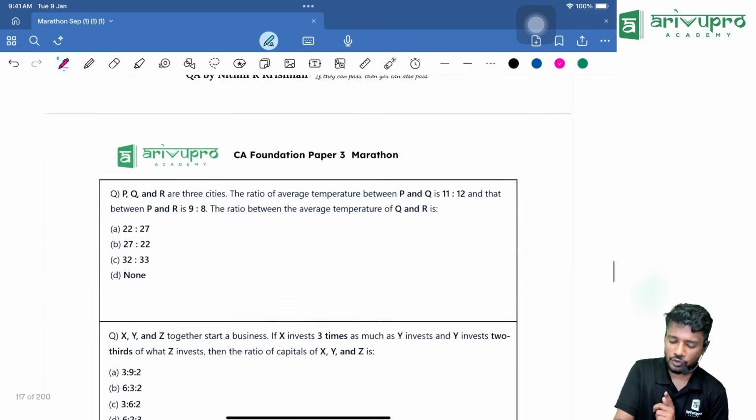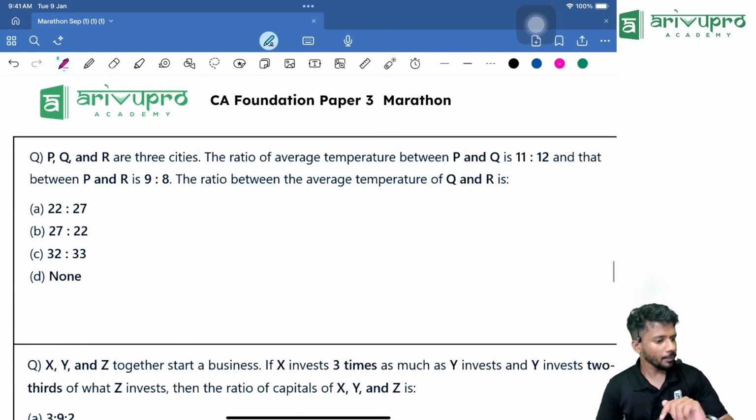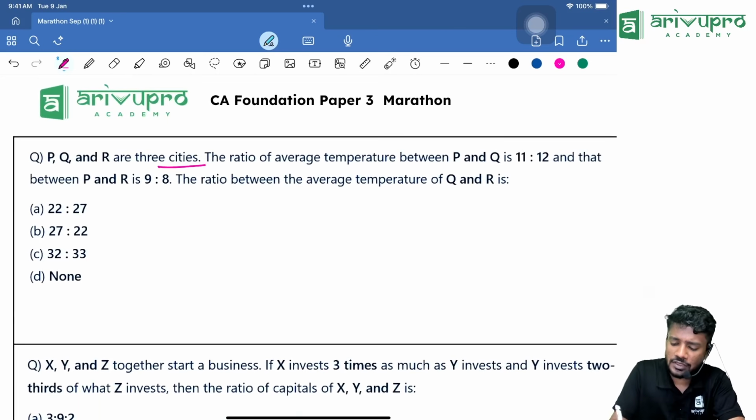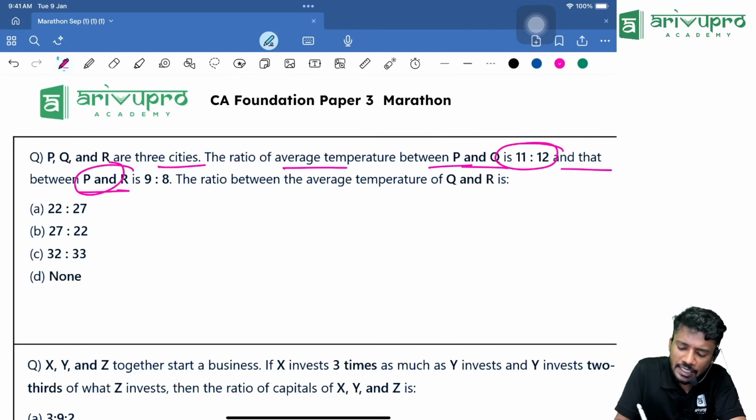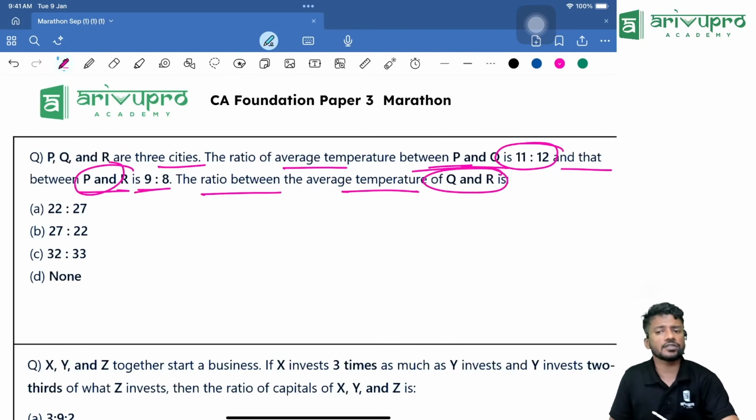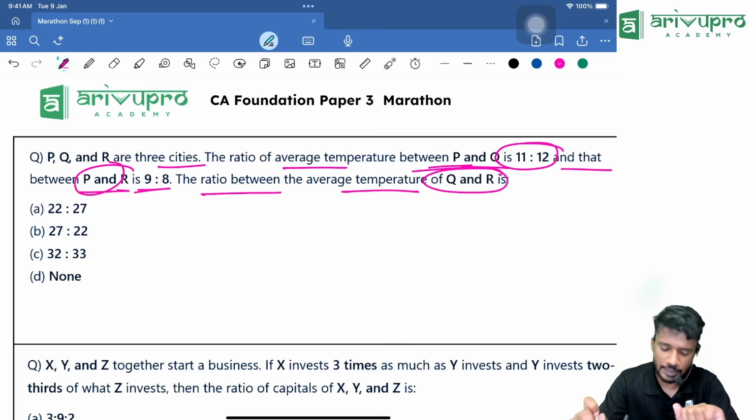Now, this question is based on that. P, Q, R are three cities. The ratio of average temperature between P and Q is 11 is to 12, and that of P and R is 9 is to 8. The ratio between average temperature of Q and R is how much is the question. Very easy question.